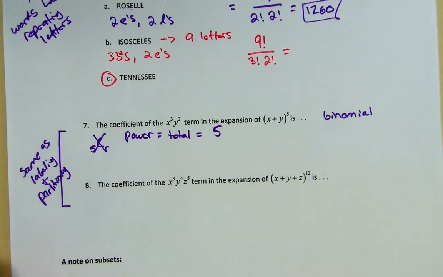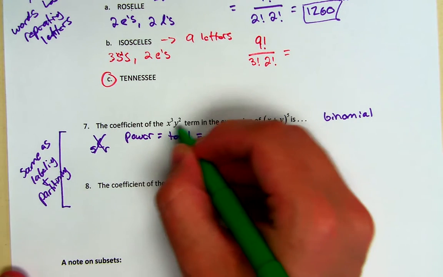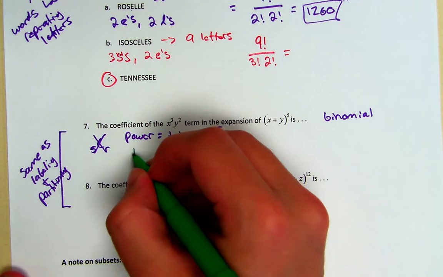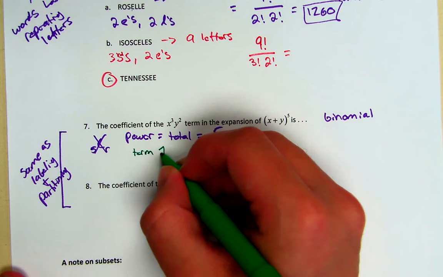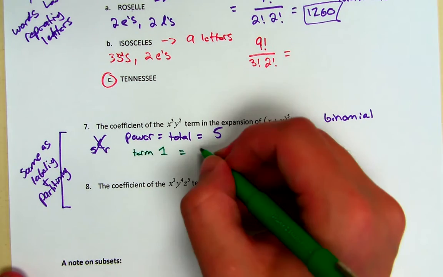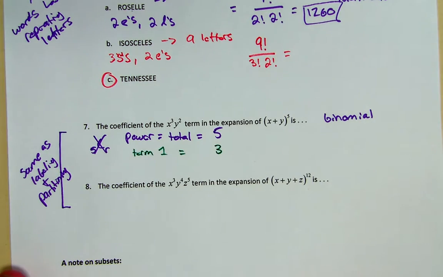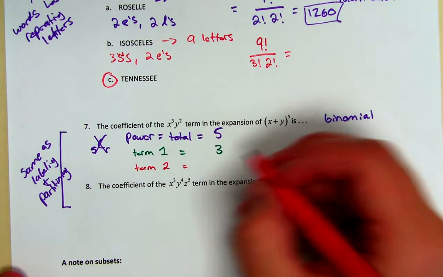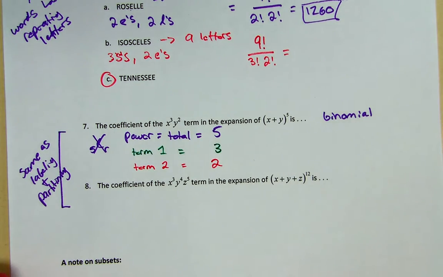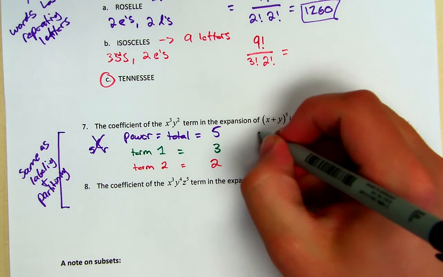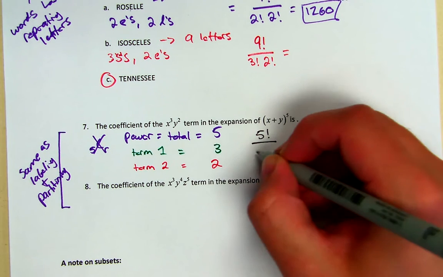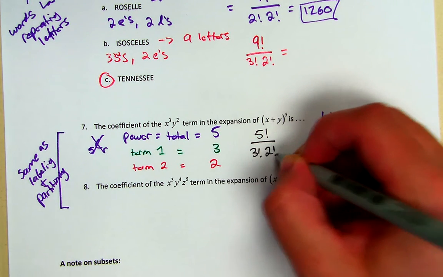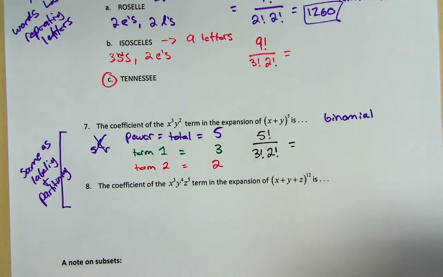Then you want to take the terms. Well, these terms repeat in the phrase. So term 1 is a power of 3. Term 2 has a power of 2. So let's take this, put it all together. We get the total, 5 factorial, divide out the repetitions, and then we get our answer.